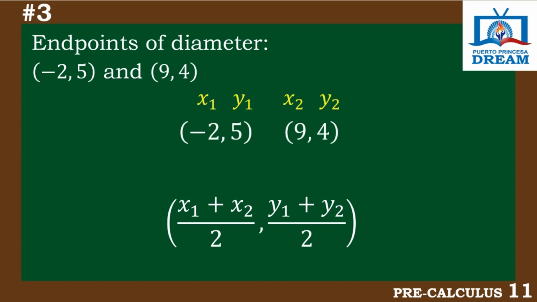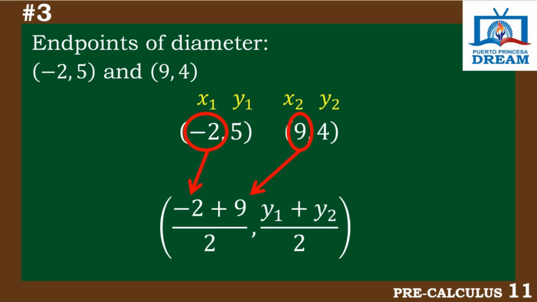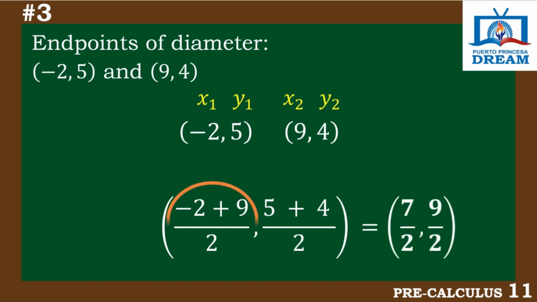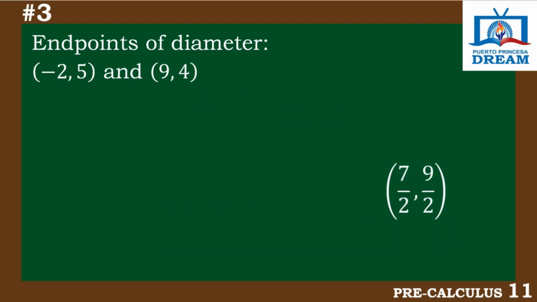Substituting these values to the midpoint formula, we'll get the first coordinate of the center as the sum of the two x's divided by 2, and that is -2 plus 9 over 2. And for the second coordinate, it is the sum of the two y's, and that is 5 plus 4 over 2. Simplifying these fractions gives us -2 plus 9, that's 7 over 2, and 5 plus 4, which is 9 over 2. And these are the coordinates of the center.